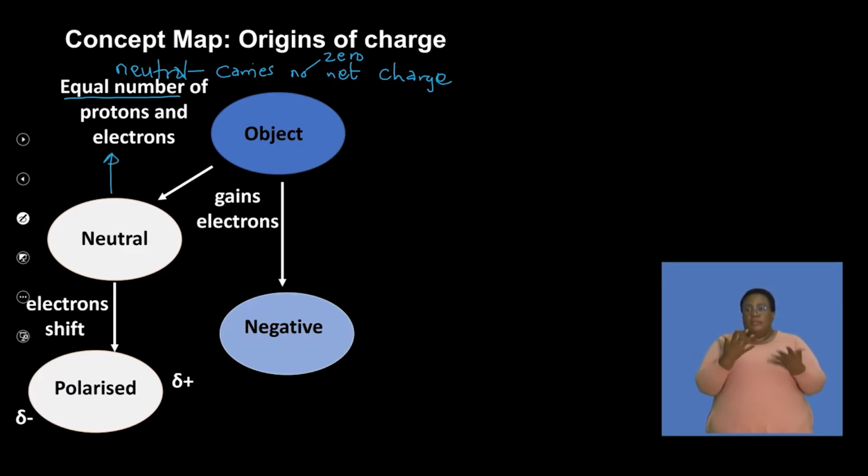So if, for argument's sake, we add electrons to a neutral material, it has what we would describe as excess electrons.